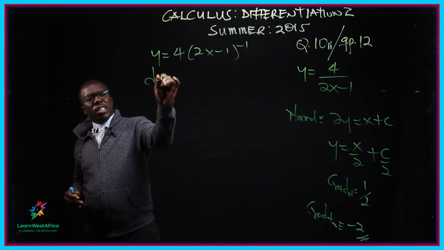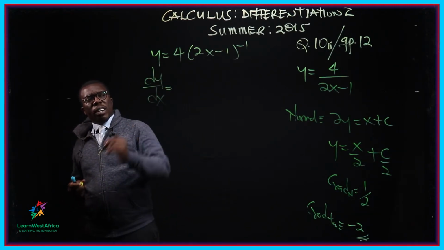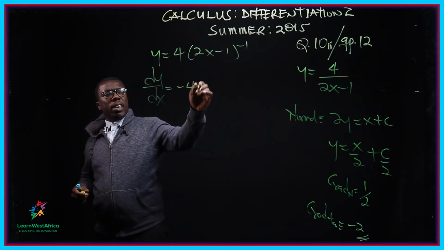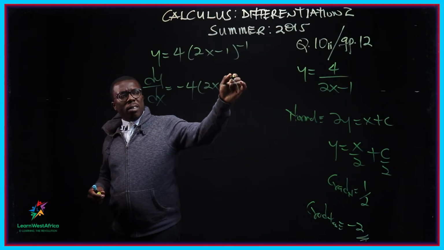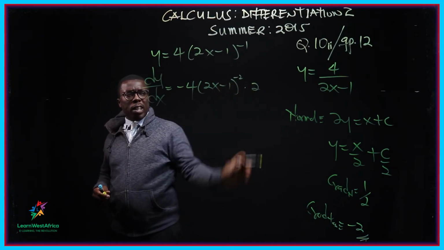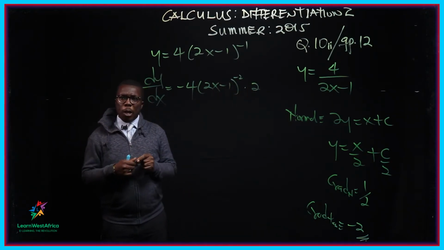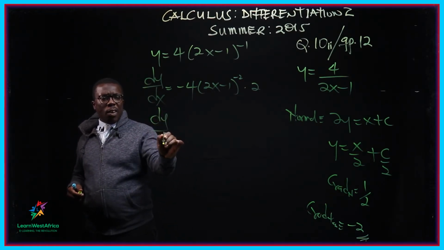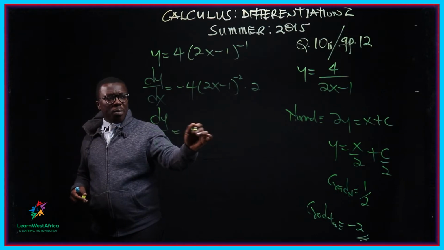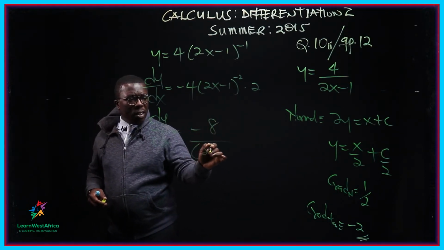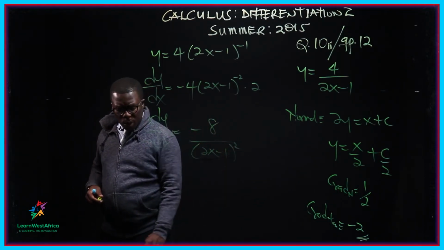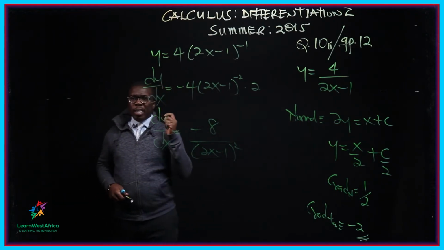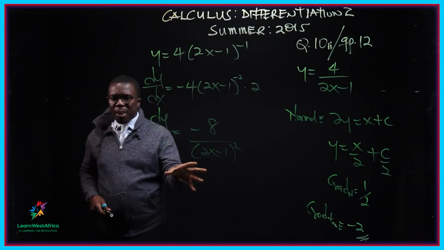Okay, so when you differentiate this, what do you get for dy/dx? You're going to have minus 4, as you know, times (2x minus 1) all squared, and you enter the bracket and you have that. Any problems with that? So when we put this together, our dy/dx is going to give us minus 8 all over (2x minus 1) all squared. Hope you are clear.